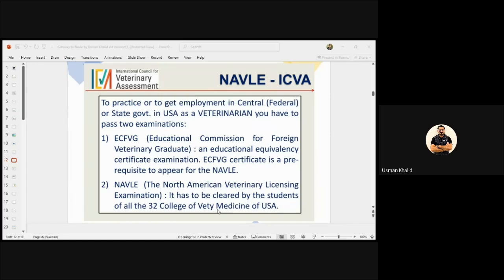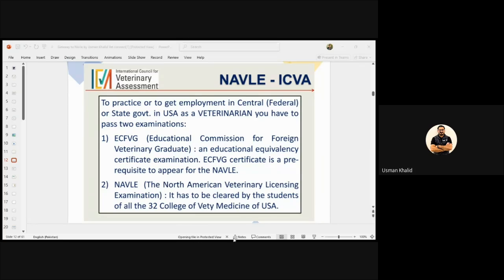ECFVG has different steps. I will talk about those steps briefly. First of all is registration. Next, you have to prove your English eligibility, that's IELTS. The third thing is BCSE, and the fourth thing is CPE. Most people pursue these steps in a way that they do the registration, the IELTS exam, and BCSE, and afterwards they go for NAVLE because you will be eligible for it, and then they pursue the last thing in ECFVG, that is CPE.